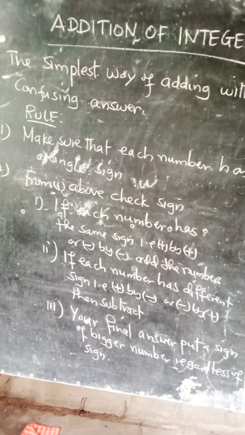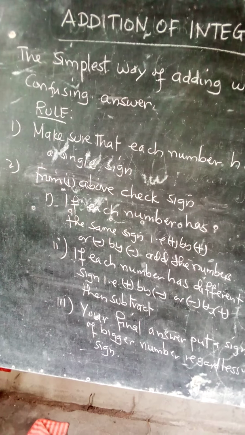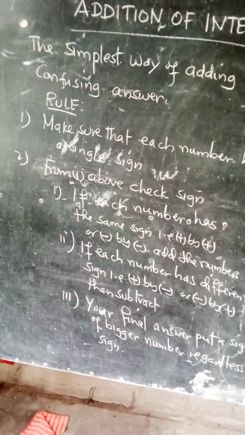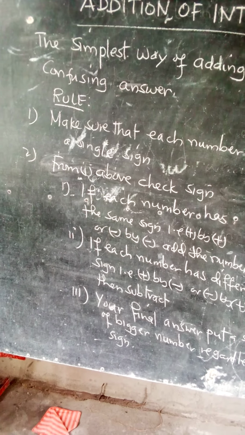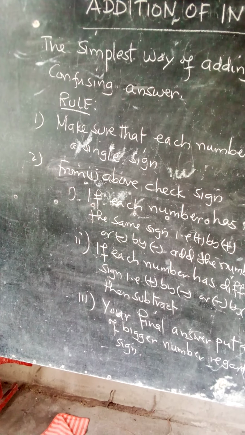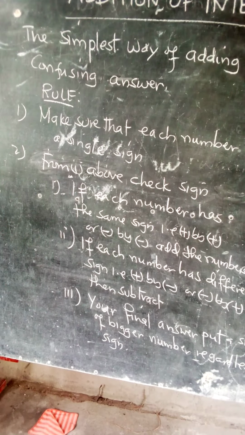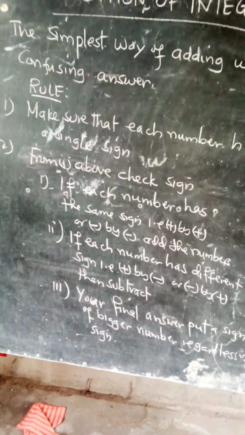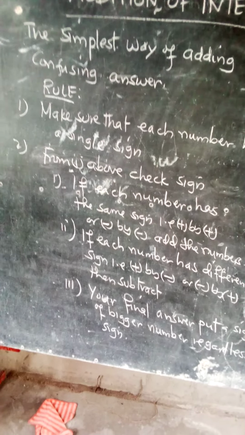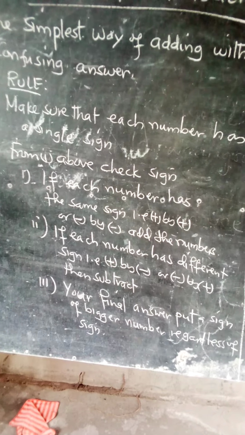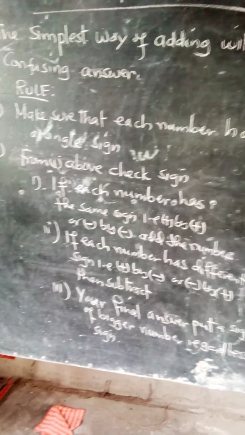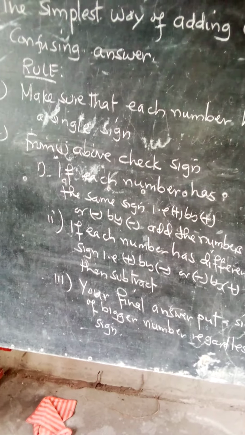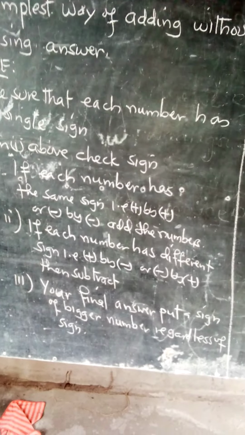Each number has a single sign. The second rule, by using the point above, check the sign. Now we have two cases. Number one, if each number has the same sign, it means the first one is positive and the second number is positive, or the first number is negative and the second number is negative. Then you add the numbers regardless of the sign. You just take those numbers, you add them, and then you put your result there.